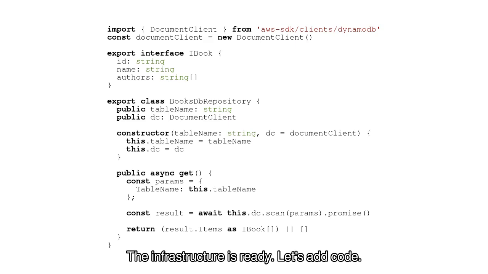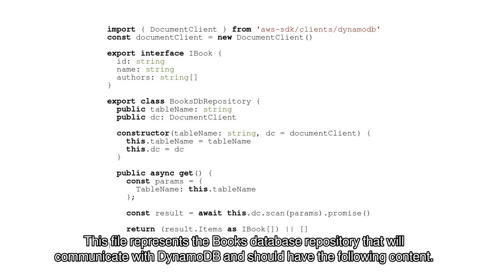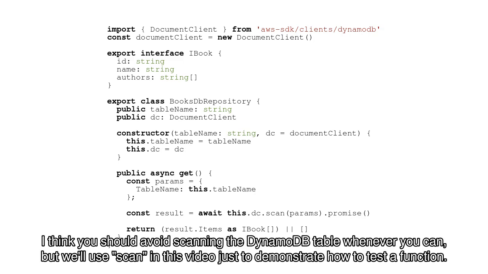Start with the Books database repository. Create the common folder in the source folder. Then create the BooksDB repository TS file in that folder. This file represents the Books database repository that will communicate with DynamoDB and should have the following content. I think you should avoid scanning the DynamoDB table whenever you can, but we'll use scan in this video just to demonstrate how to test a function.